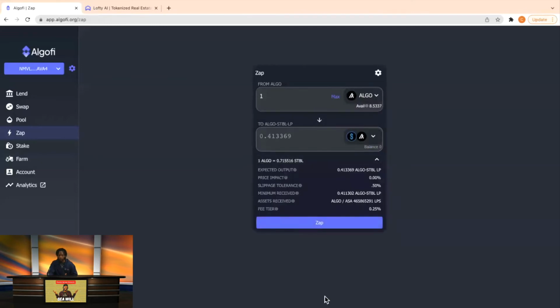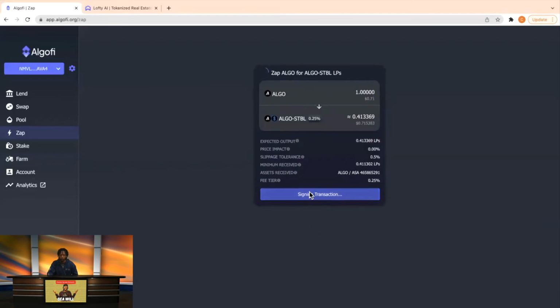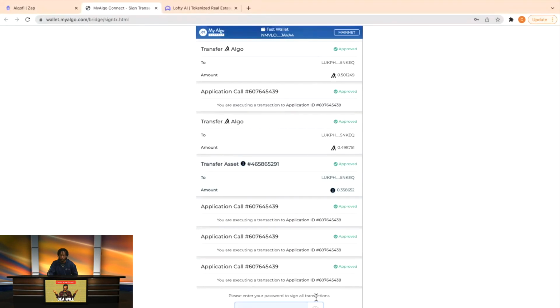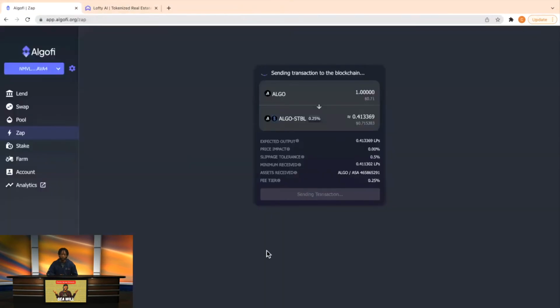So we zapped it. You can see all the information here. Make sure y'all check it out. But we're zapping. Let's zap. End transaction. And we're gonna sign it. It's signed. That screen closed back out. And we're making a transaction happen live and in real time.